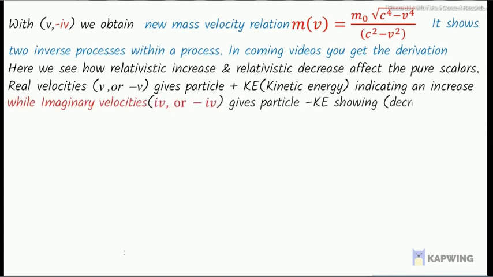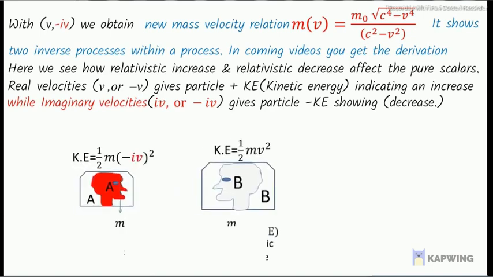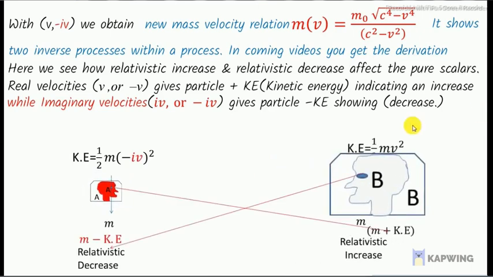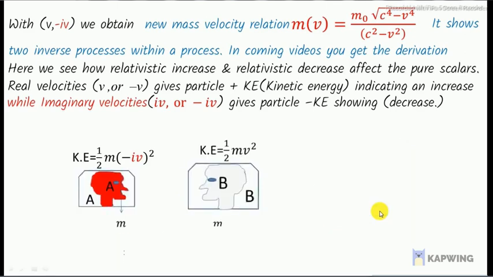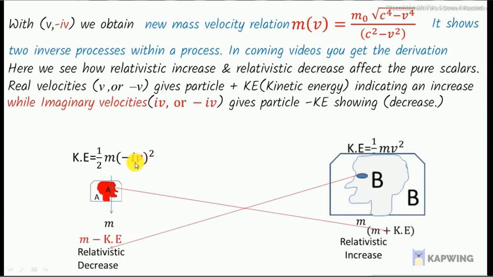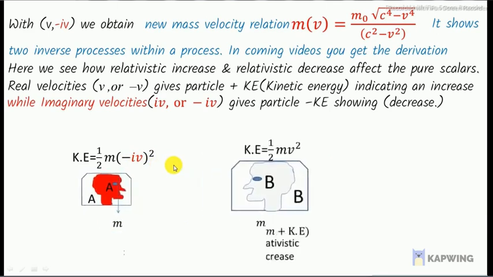Real velocity v or minus v gives particle plus k, meaning positive kinetic energy, indicating an increase over the rest mass, while imaginary velocities iota v or minus iota v give particle minus k, meaning negative kinetic energy, showing a decrease in the rest mass. Here A observes B moving with real velocity v carrying plus kinetic energy and growing in mass. However, B himself will not feel any change as he feels motionless. When B looks back to A, he finds A carrying minus KE and losing mass as it is moving with minus iota v. A also doesn't feel any change as he is motionless.